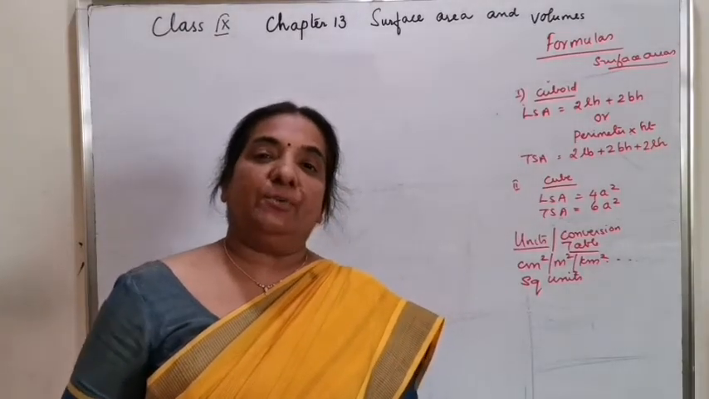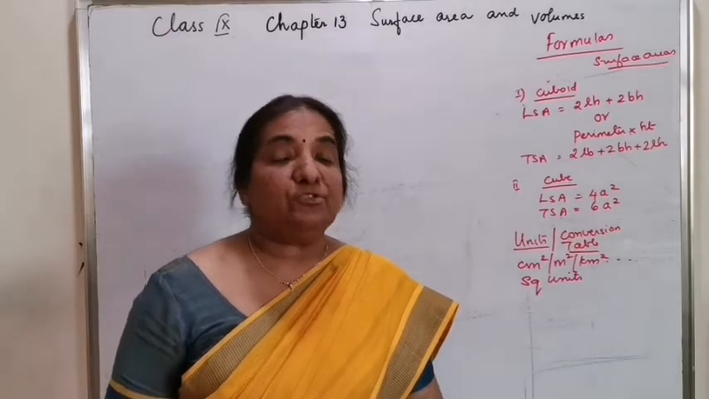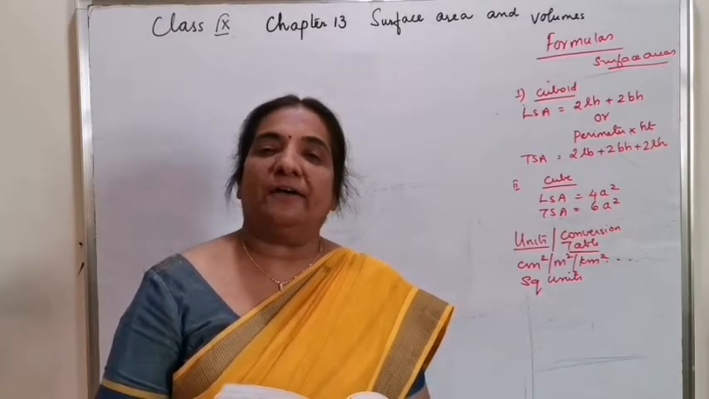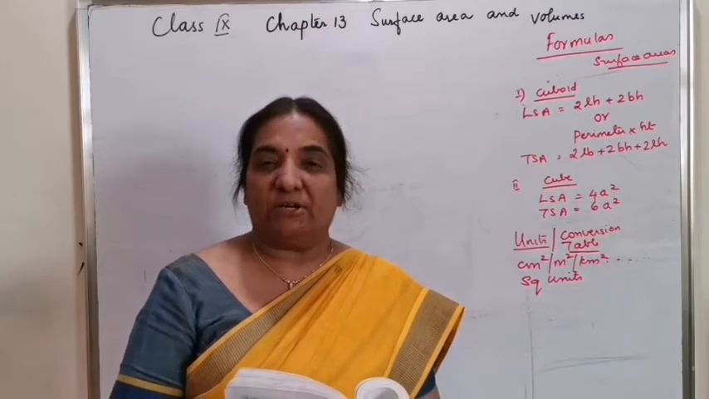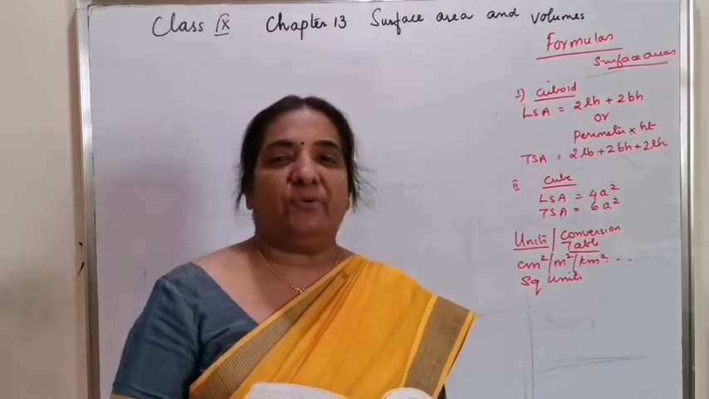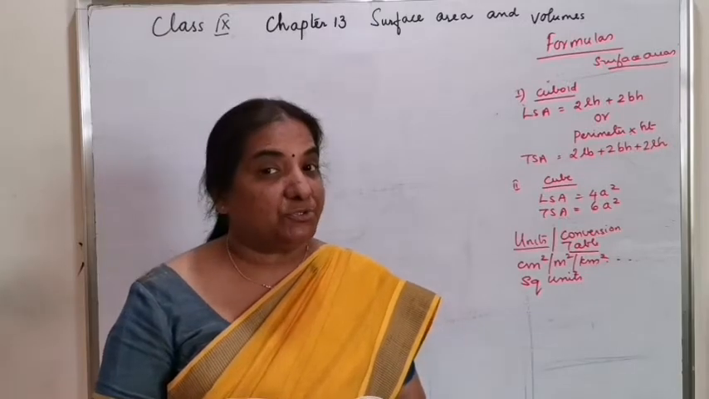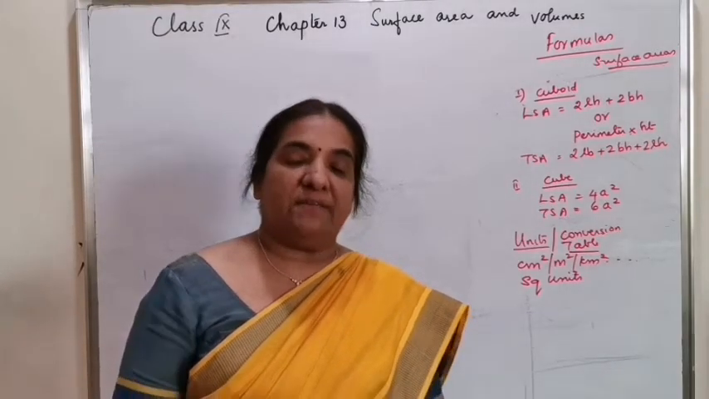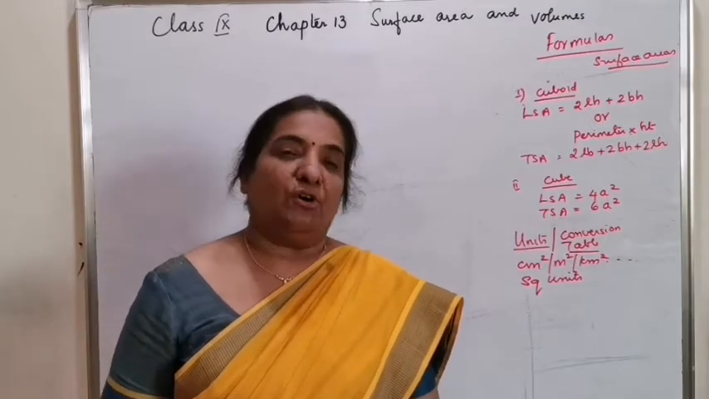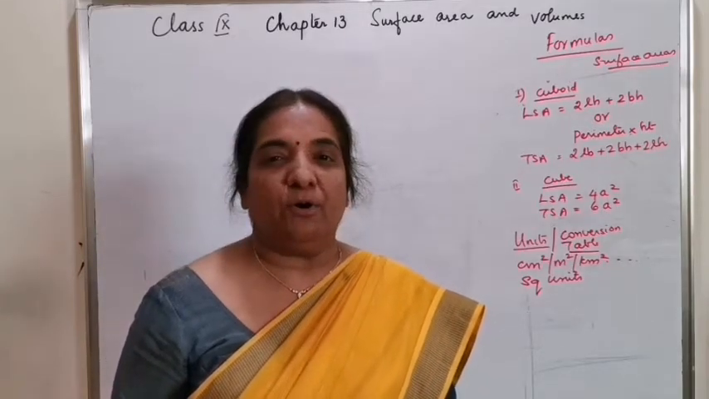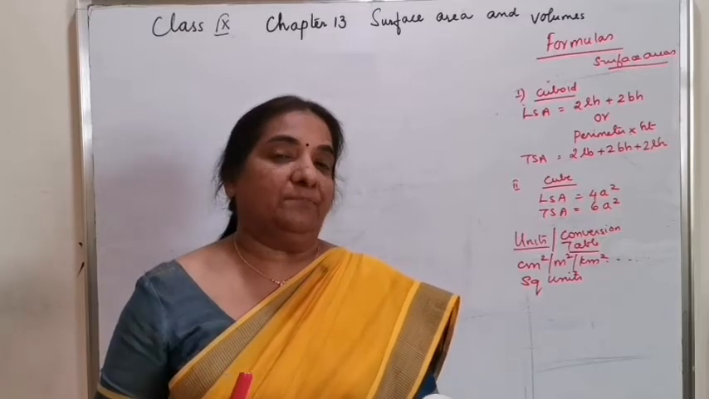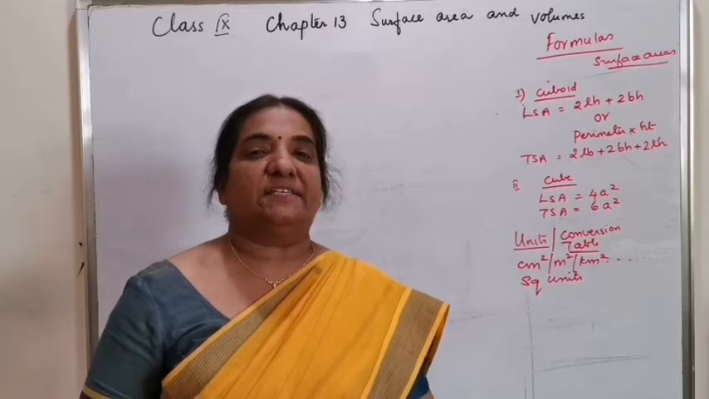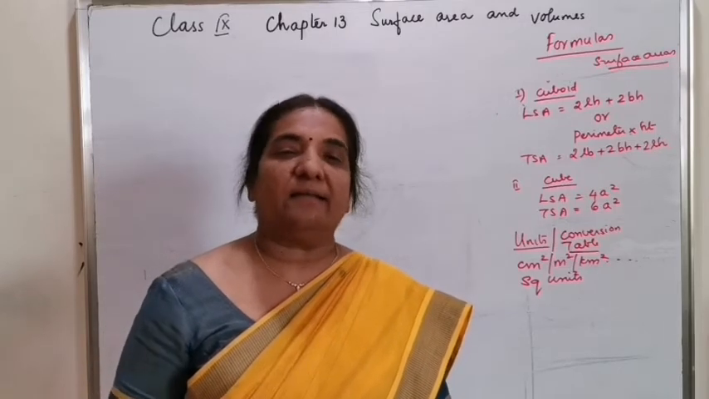Exercise 13.1, we are proceeding. Before starting the exercise, while doing surface area, you have to read and understand the question, because sometimes we may have to adjust the formula according to the question. That means if a solid is given as a box of rectangular shape or a cuboidal box without cover, you have to adjust the formula in such a way that the surface area of the faces required is calculated.